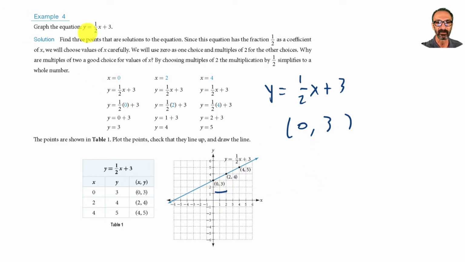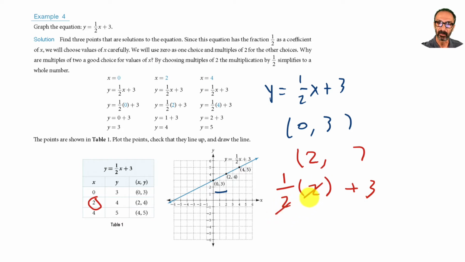Let's use a different color and plug in as they did 2. Now why 2? Why not 1? Because if you go half times x plus 3 and you put 2 here, 2 is going to cancel. That's why they picked 2. So if you have a fraction of half, you want to pick 2 and 4 and 8 so you could get rid of the half in your way. Half times 2 is 1. 1 plus 3 is 4. And that should do it. That's a 4. As you could see right here, 2 and 4.